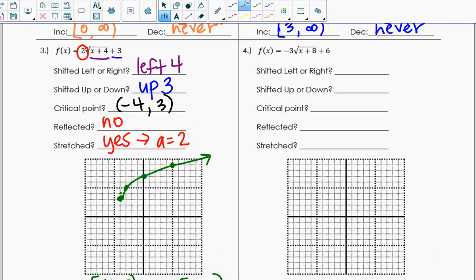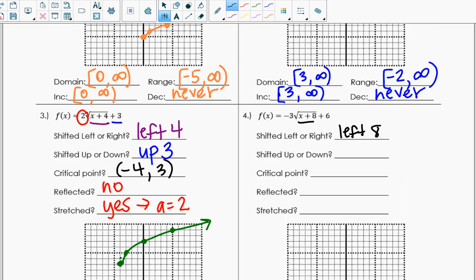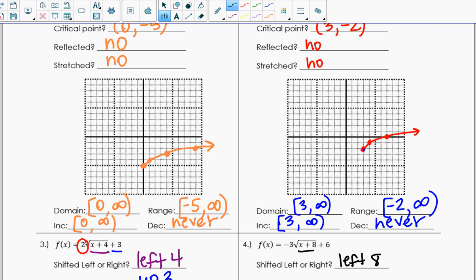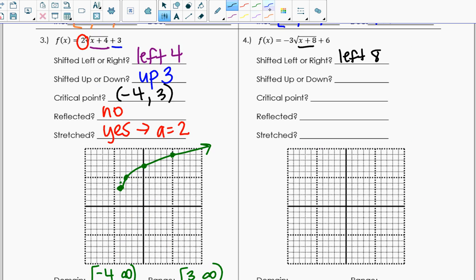For number 4, we've got a lot going on here. We have shifted left or right. Yes, we are going to the left 8. Okay. All right, sorry. And then we are going up 6. So the number inside tells horizontal, the number outside tells up or down, which tells me my critical point has moved left 8, which is a negative 8, and up 6, which is a positive 6.